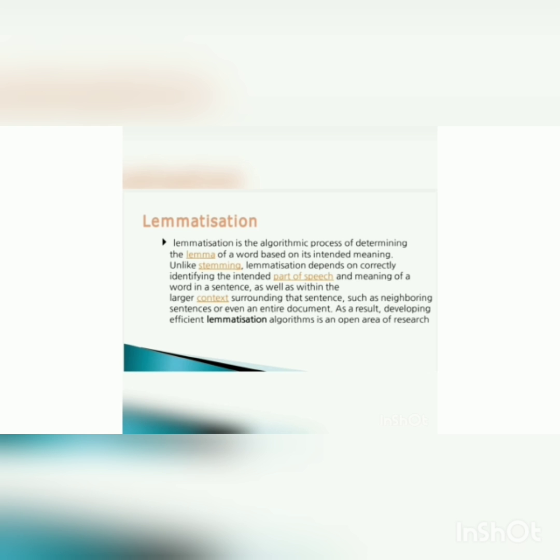Learn about lemmatization. It is an algorithmic process of determining the lemma of a word based on its intended meaning. Unlike stemming, lemmatization depends on correctly identifying the intended part of speech and meaning of the word in a sentence, as well as within the larger context surrounding the sentence, such as neighboring sentences or even the entire document. As a result, developing efficient lemmatization algorithms is an open area of research. The lemma is determined based on the word's intended meaning, unlike stemming.